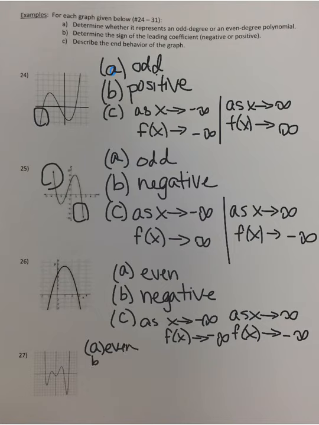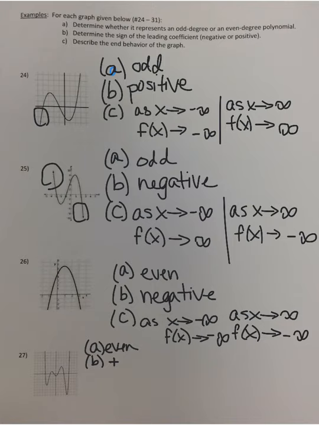Okay, part B wants to know whether we have a positive or a negative leading coefficient. Again, look at the right-hand side of the graph. It's going up, so we're going to have a positive leading coefficient. I'm just going to put a little plus sign just so I can save the space. I'm sorry, you should write the word positive in part B. Again, all of this should be in your notes packet.